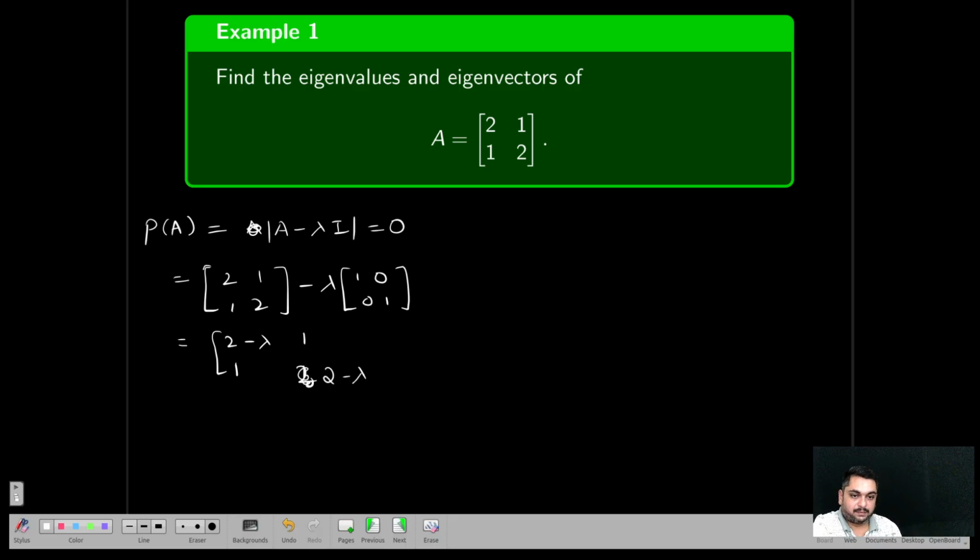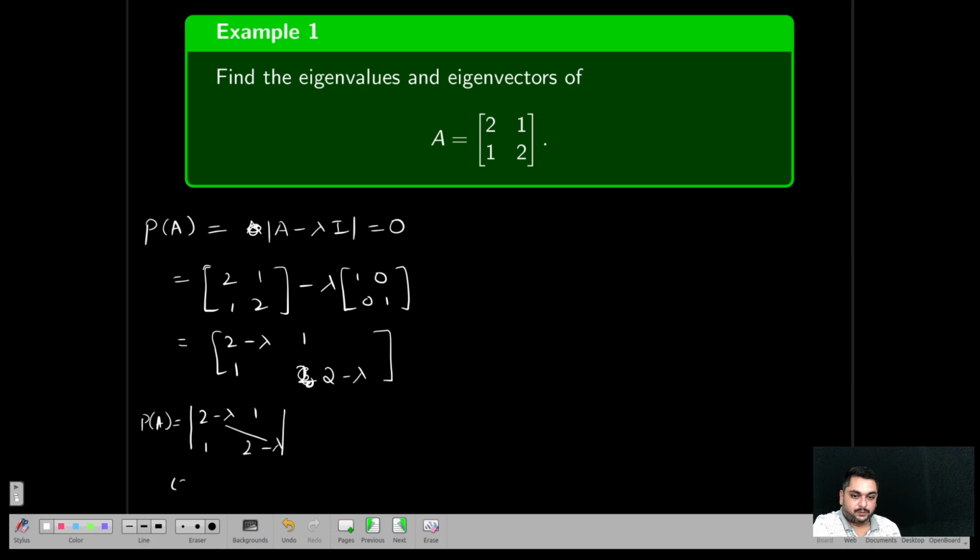2 minus lambda. Okay. So what I'm doing is multiplying this inside and then subtracting. So I get this. Then you take the determinant of that: the determinant of the matrix with entries 2 minus lambda, 1, 1, 2 minus lambda. So this is my polynomial equation. What will I get? You just find the determinant of this.